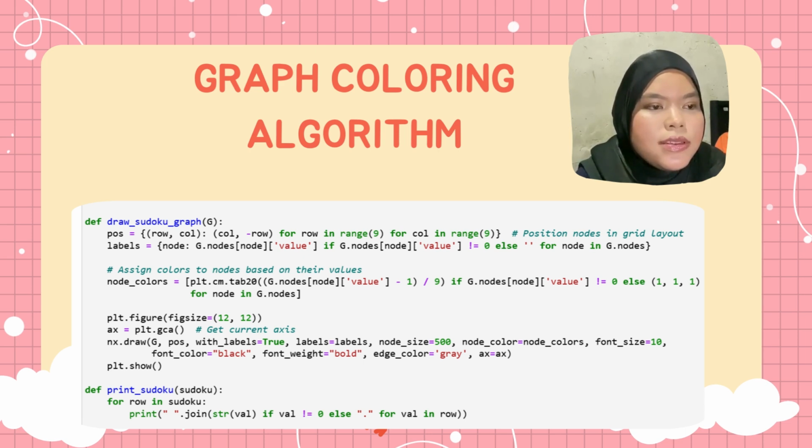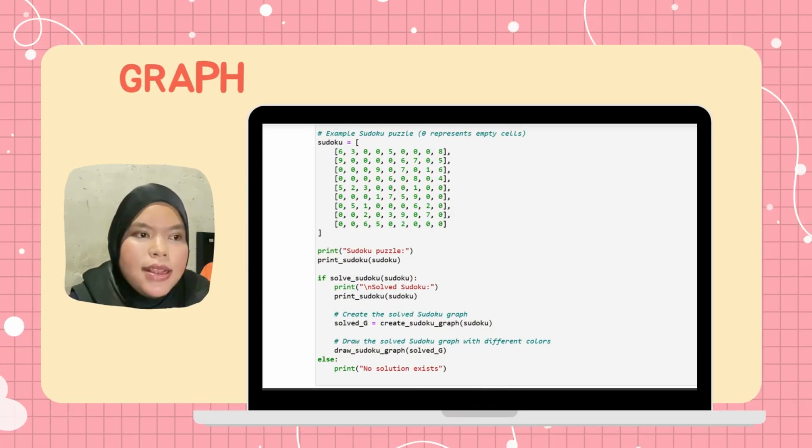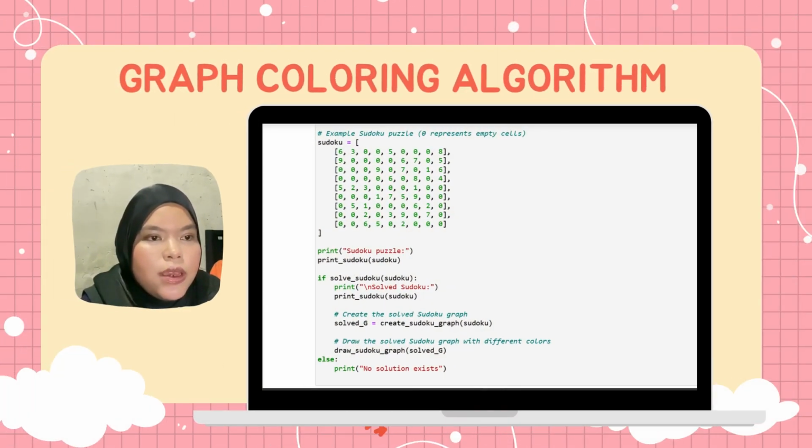So next we define the print Sudoku function. This function prints the Sudoku grid in a human readable format. Okay, next we define the Sudoku puzzle where 0 represents the empty cells. This is the Sudoku puzzle that we want to solve. We use the print Sudoku function to display the puzzle. So we call the solve Sudoku function to attempt to solve the puzzle. If the function returns true, the puzzle is successfully solved. Otherwise, no solution exists. So this is the coding for that.